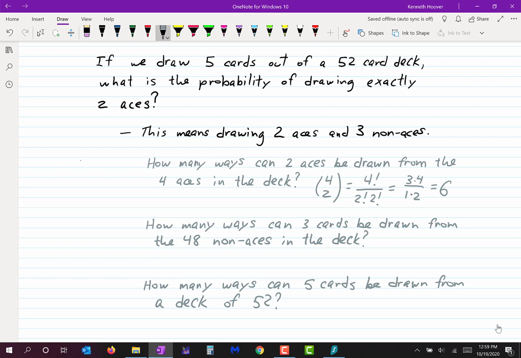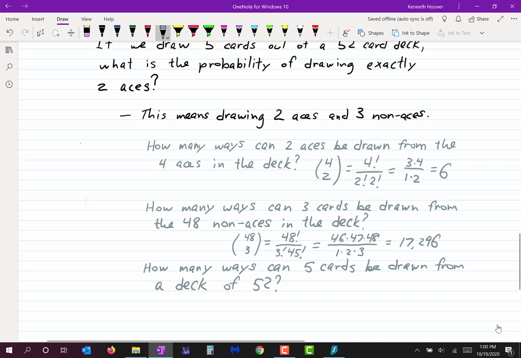Let's enter the next question. How many ways can 3 cards be drawn from the 48 non-aces? Well, that is 48 choose 3, which is 48 factorial over 3 factorial times 45 factorial. And that's not as hard as it seems. Isn't that just 46 times 47 times 48 divided by 1 times 2 times 3? Which you're not going to do in your head, I understand that. That's still a big number. Comes out to 17,296.